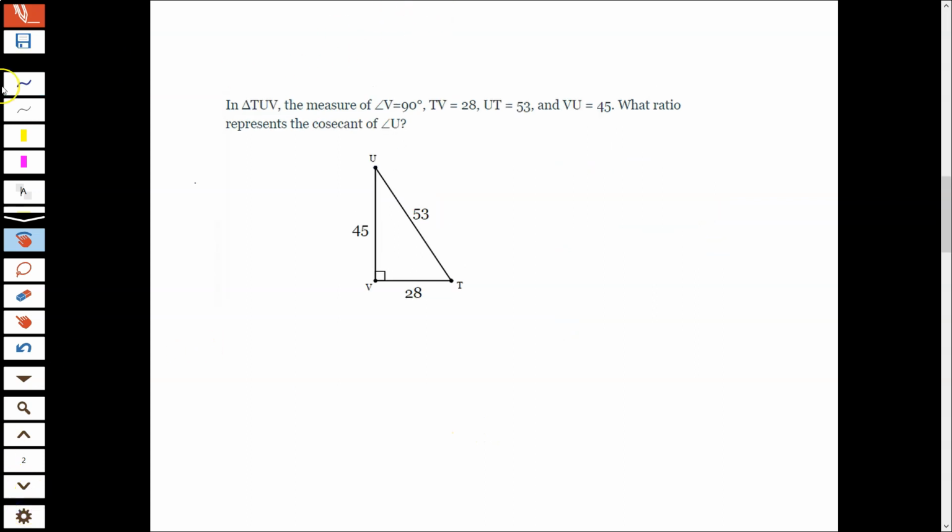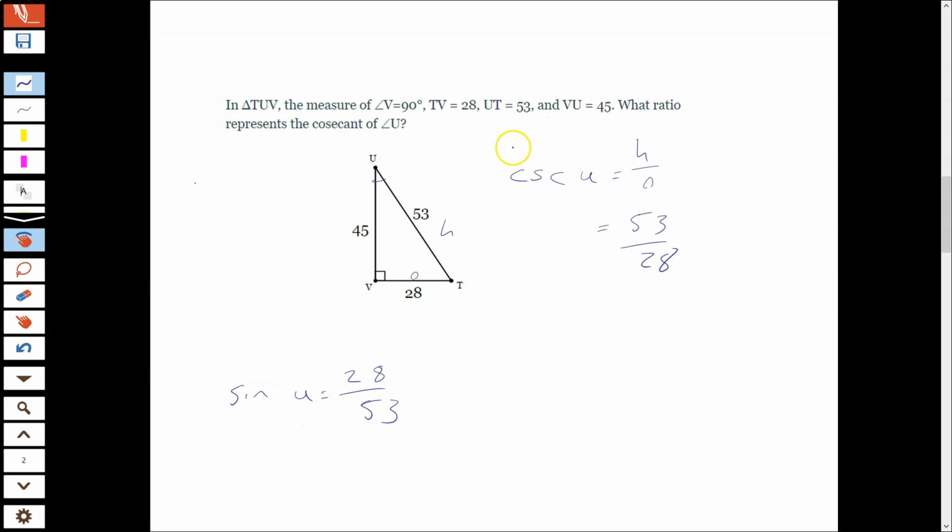And the cosecant of u. Cosecant is hypotenuse over opposite, right? Because it's the opposite of sine. And then u is here, opposite would be 28, hypotenuse would be 53. So 53 over 28, right? And if I wanted to find the sine of u, it would be the opposite of this, so sine of u would be 28 over 53.